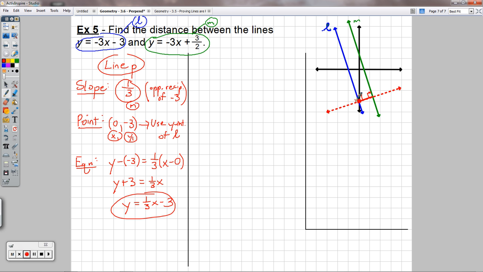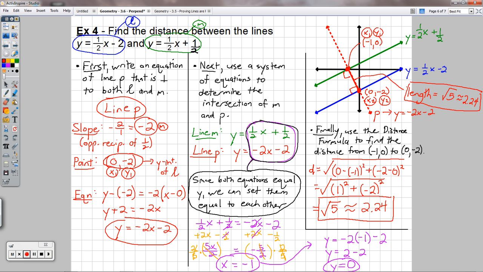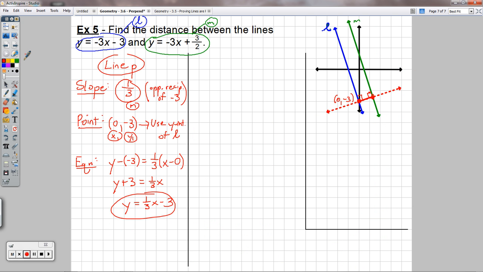I know where this point is. I know that clearly is at 0, -3. But now I need to calculate the coordinates of that point right there. So how do I calculate those coordinates? Same thing we did before. Here it worked out really nice. We got a nice clean number. It doesn't look like we're going to get such a nice clean number on this one. But the idea is the same.